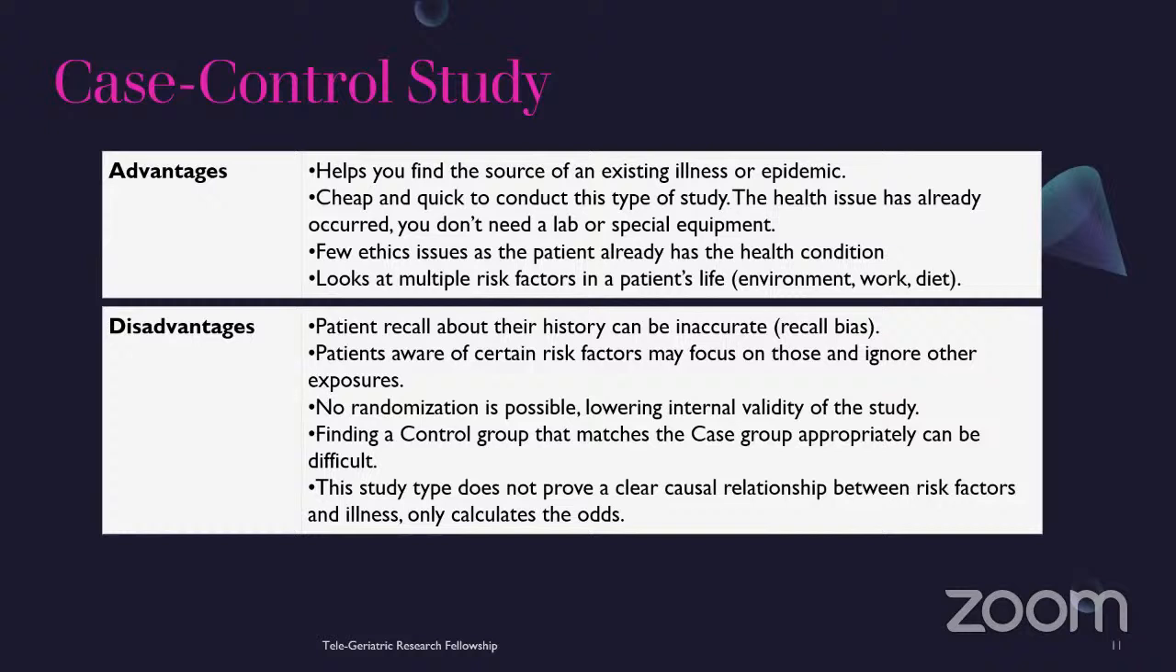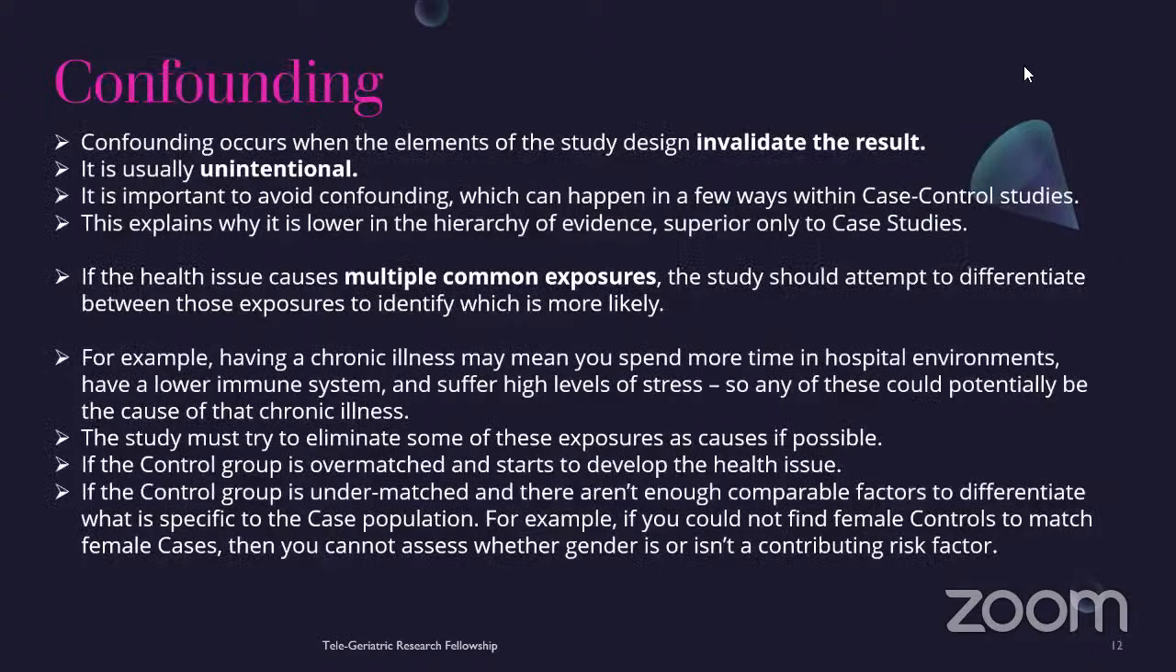Now, the study type does not provide a clear causal relation between the risk factor and illness, and it only calculates the odds. So that is why whenever we study a case control study, we say the odds of developing a disease is this much. We do not say the risk is this much. We just say the odds. So that was about case control study.